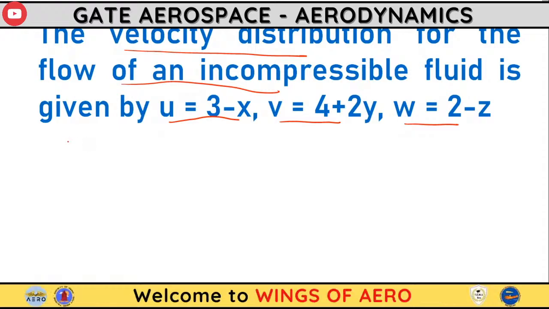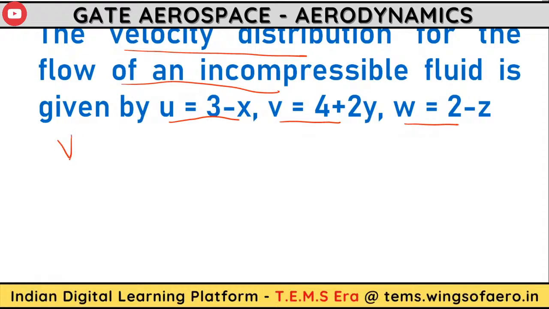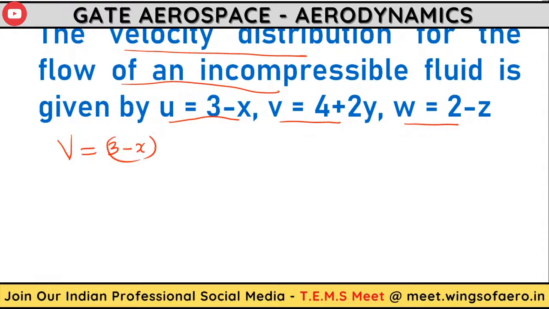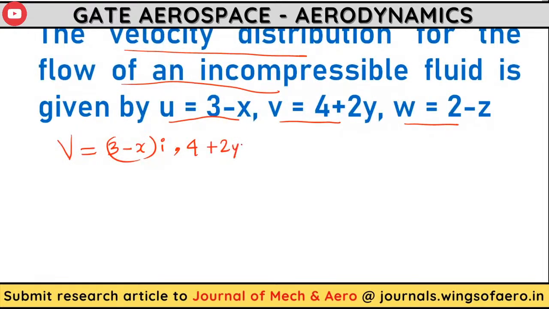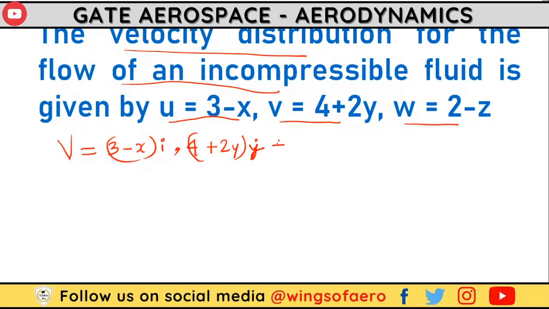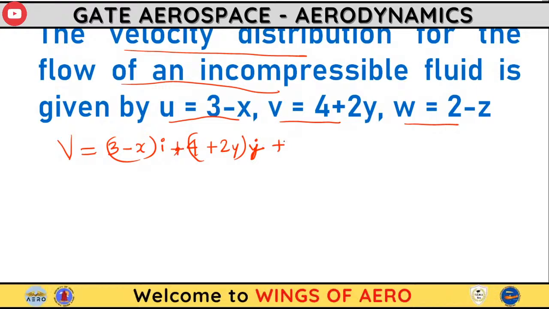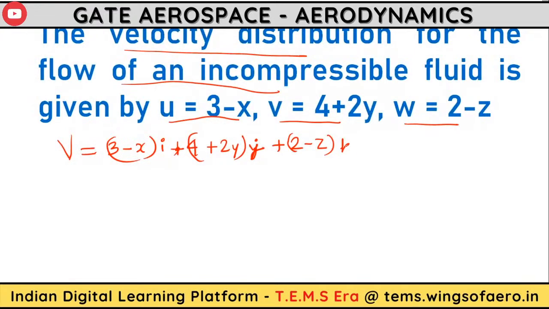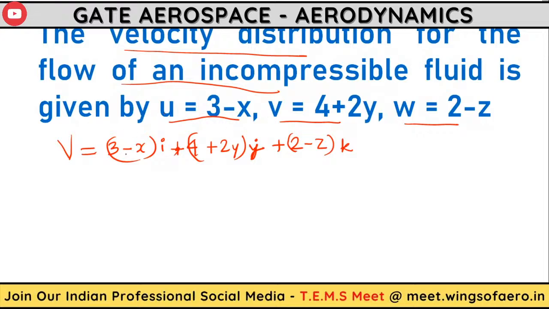Now it can also be given in this form. The possible ways they can ask a question like this, that is V equals (3 minus x) i plus (4 plus 2y) j plus, sorry, (2 minus z) k. So instead of giving this u, v and w, they can ask in this form. Both the forms are the same.